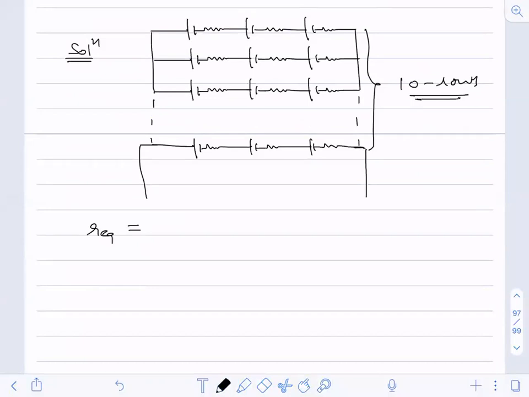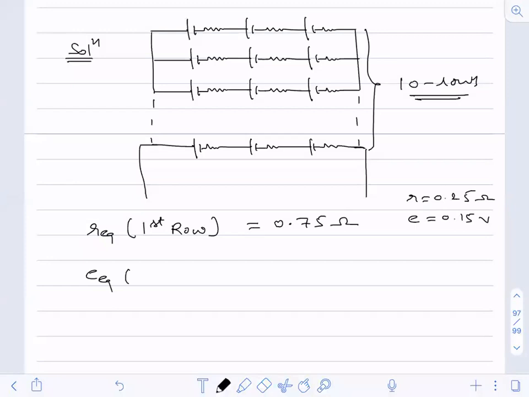Okay, we'll first do it for the first row. Only for the first row you will tell me. For the first row, what is the equivalent resistance? Each resistance was 0.25. Each EMF was 0.15. Now tell me what is the equivalent resistance? 0.75 ohms. Okay.